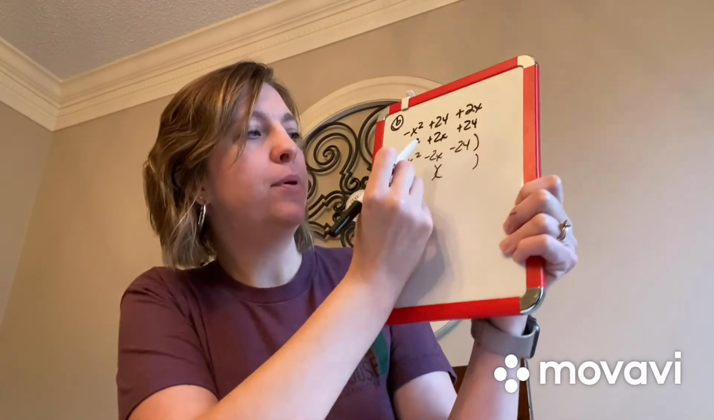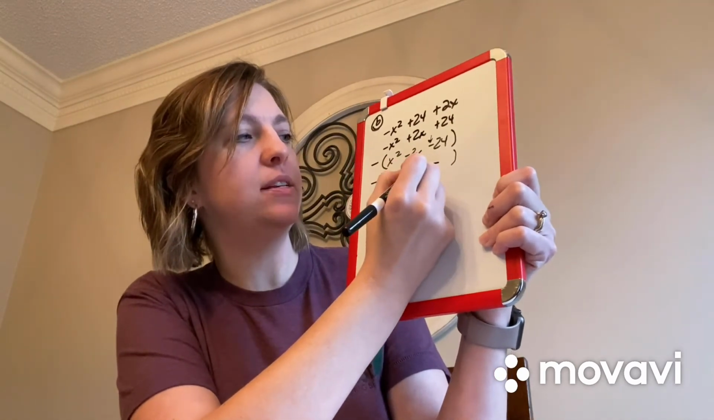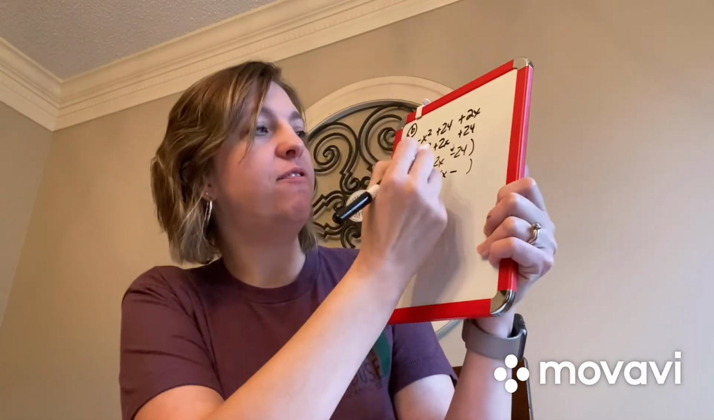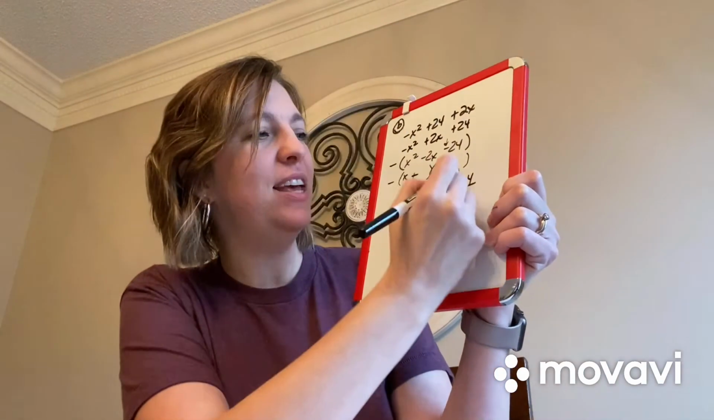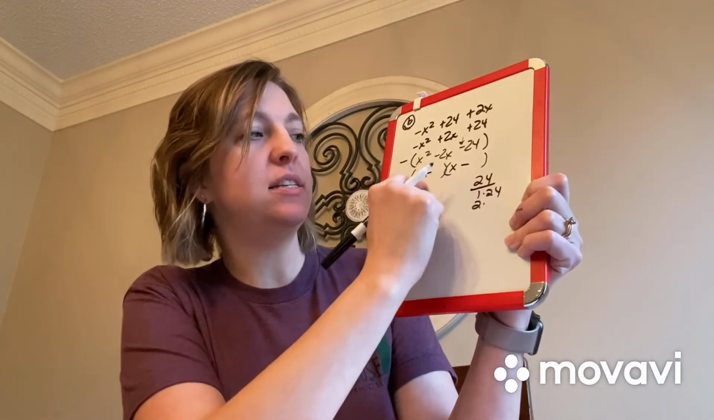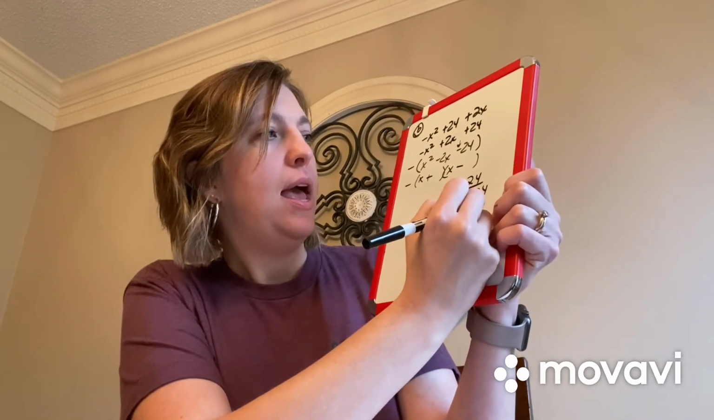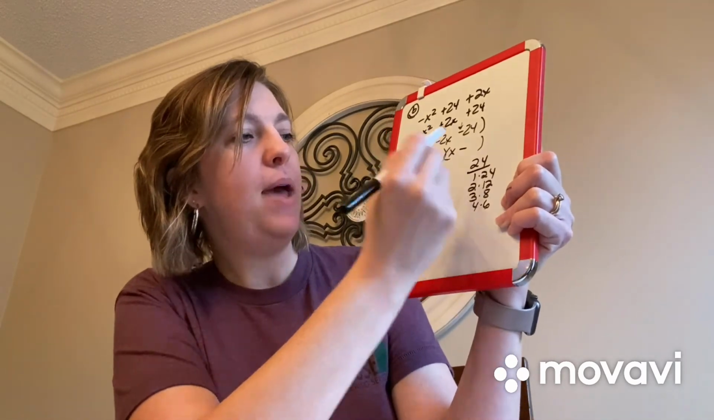I'm going to remember that the last sign goes first, and that tells me they're different. I'm going to break apart my x's. And then I have to think of the factors of 24, and I hope you guys are getting a little bit more confident in this. The factors of 24 that would subtract, since they're different, they have to subtract. And this time they need to subtract to make 2.